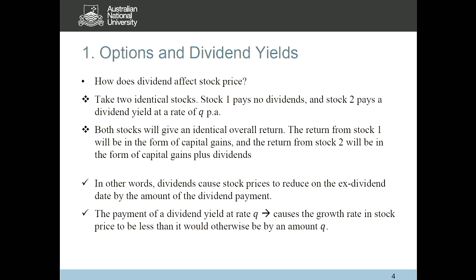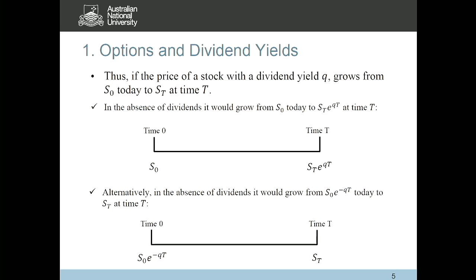The dividend yield is similar, okay? If the company pays a dividend yield, let's say at the rate of q continuously compounded, then paying that dividend yield would cause the growth rate in the stock price to be less than it would otherwise be by the amount of q. Right? So what does that mean? Then we can argue the opposite. In the absence of dividends, if the company does not pay dividends, then the share price must grow at a rate of q more.